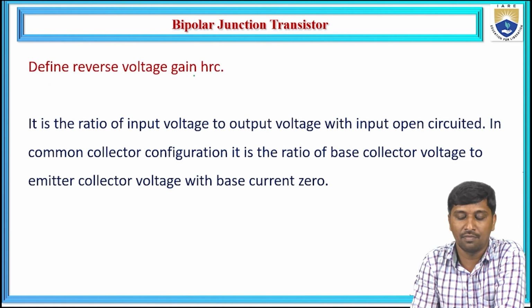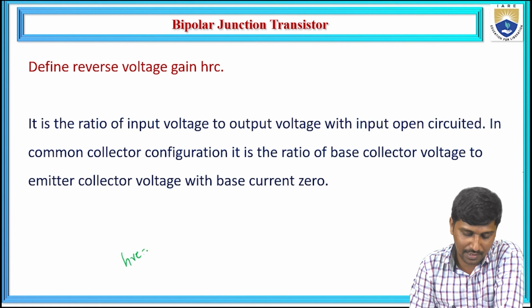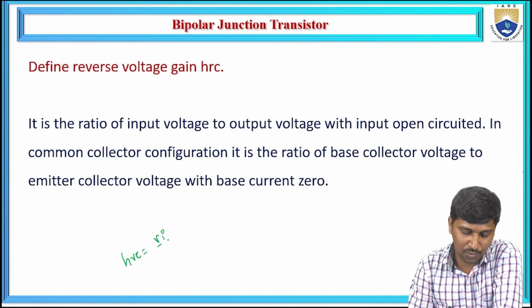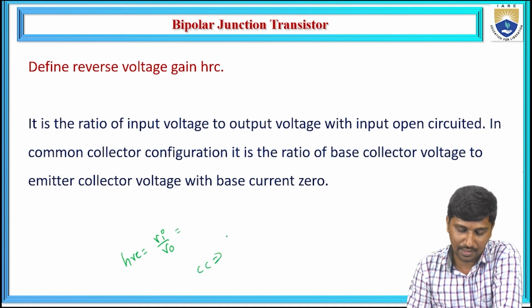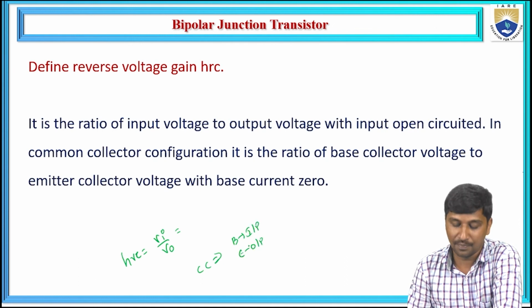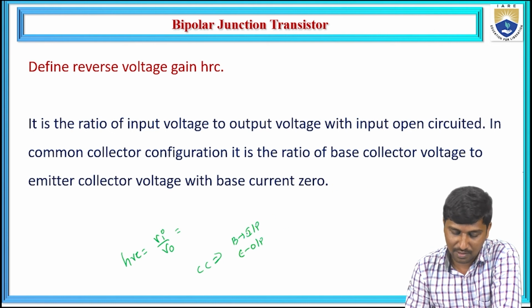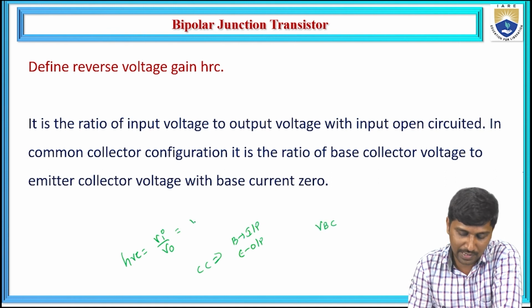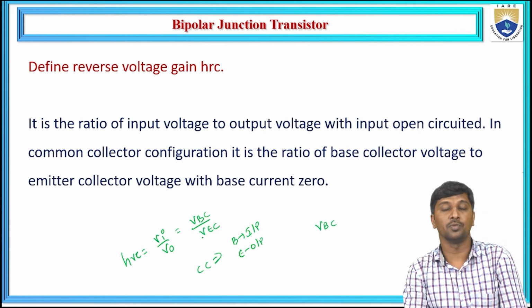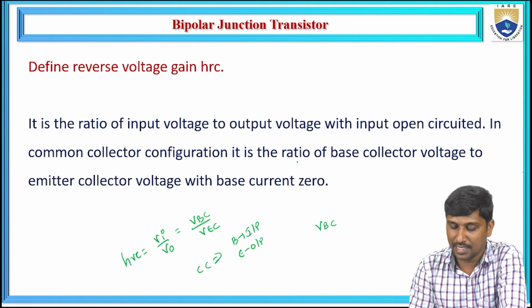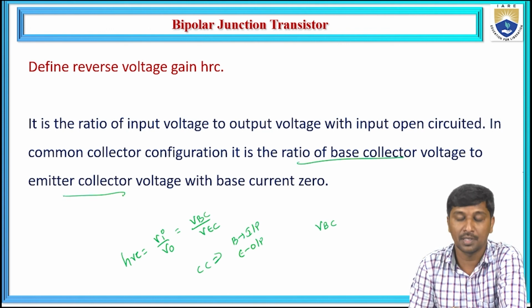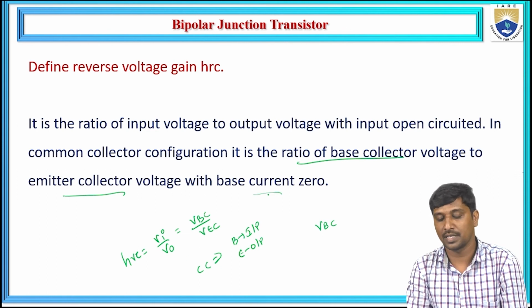Similarly, we need to define reverse voltage gain HRC, which is the ratio of input voltage to the output voltage. In a common collector configuration again, the base is the input terminal and the emitter is the output terminal. So we require the input voltage, the base to collector voltage VBC, and the output voltage, the emitter to collector voltage. Hence it is a ratio of base to collector voltage to the emitter to collector voltage, where the input current is 0.